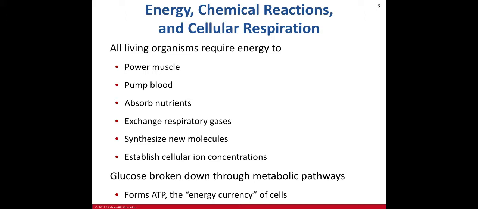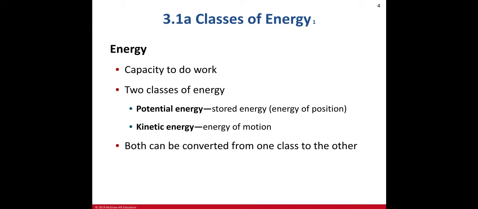And the way that we do this is that we break down glucose through different metabolic pathways in order to make ATP. And ATP is the energy currency of our cells. It's what they use to power these different processes. Again, energy is just the capacity or the ability to do work.